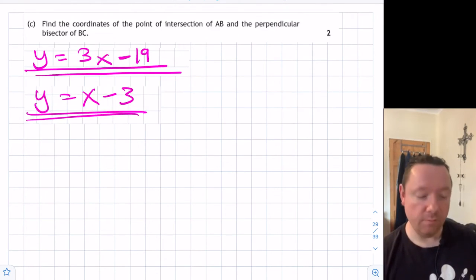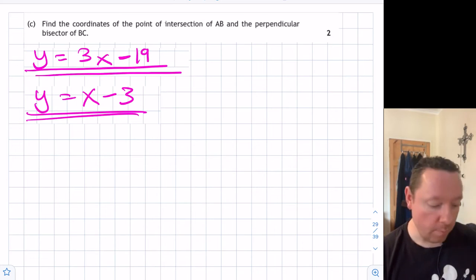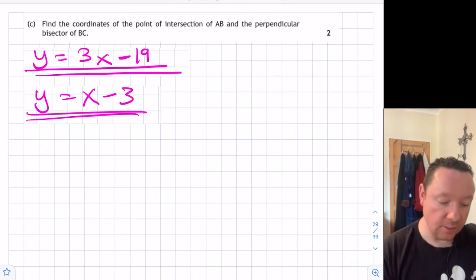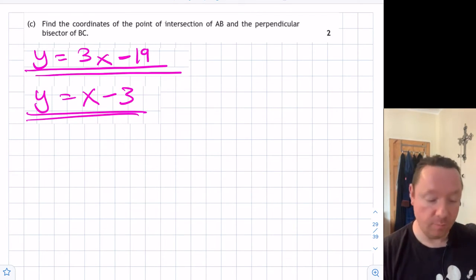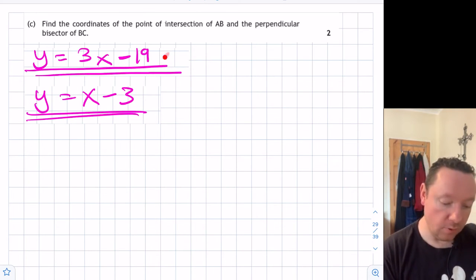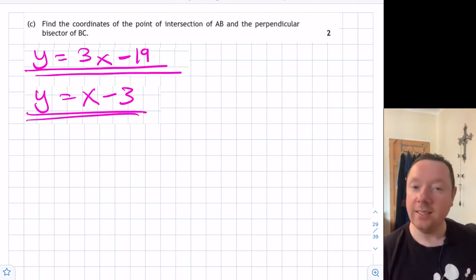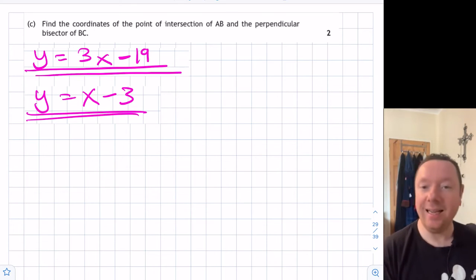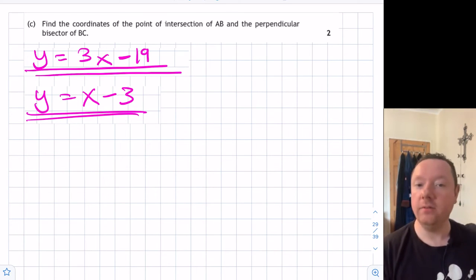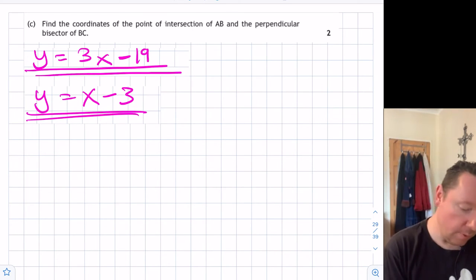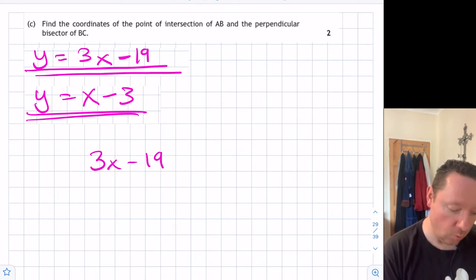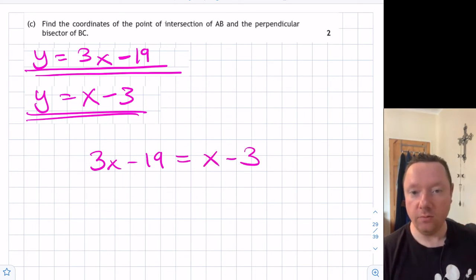Copied and pasted the two equations we've just found out, because part C says find the coordinates of the point of intersection of AB and the perpendicular bisector of BC. These are our two equations that we just found out for both of those things. Notice they both say y equals. So if they both say y equals, we're solving simultaneously, the y is the same for both of them. So we can just make the right hand sides equal to each other. Alternatively, we could take away the two equations from each other. But I'm going to do it this way because it's much simpler. If I just write 3x minus 19, that equals y. So that equals x minus 3. As long as they both say y equals, you can always do that.